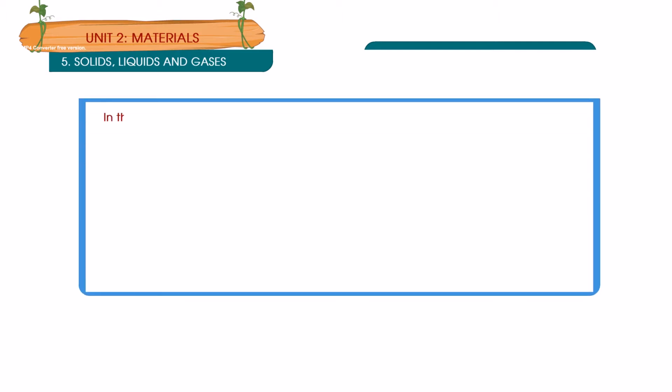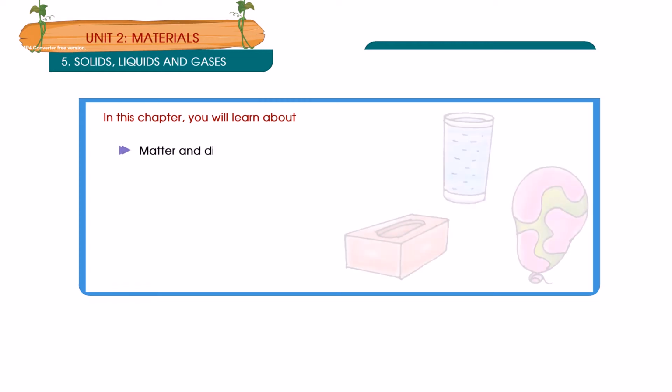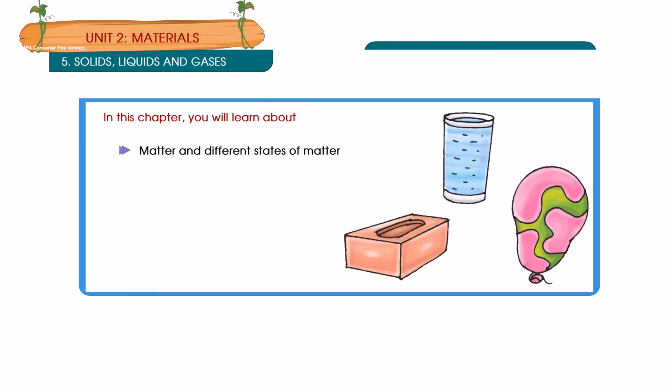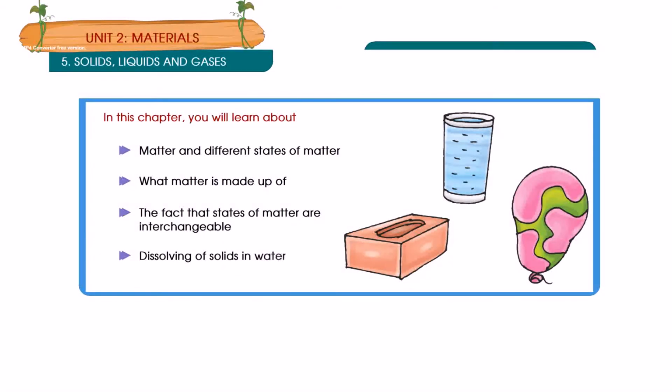5. Solids, liquids, and gases. In this chapter, you will learn about matter and different states of matter. What matter is made of. The fact that states of matter are interchangeable. Dissolving of solids in water.